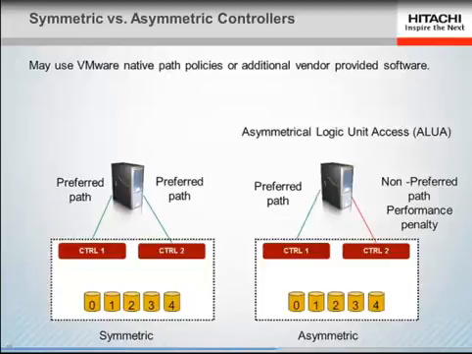With an asymmetrical logical unit access, called ALUA, you would have a preferred path and a non-preferred path. Where both can have active I/O on it, the non-preferred path would have a performance penalty. Either less throughput, less number of I/Os per second, or a slower response time. So in these cases, ESX, which is ALUA aware, would use a preferred path and a non-preferred path. The non-preferred path would only be used if an I/O could not be completed on the preferred path.